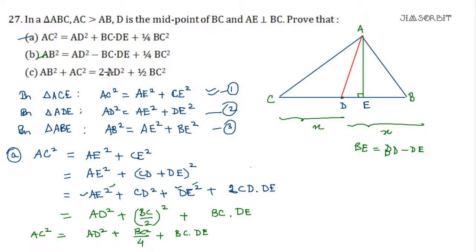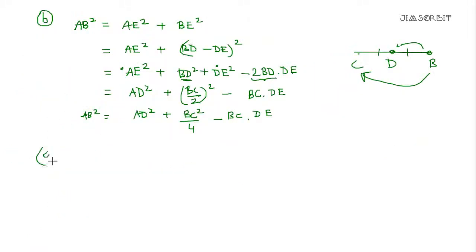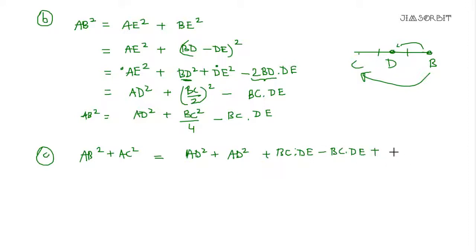Now if you add AD and AD, there will be 2 times of that AD square. Plus and minus cancel out. 1 by 4 and 1 by 4 is what? 1 by 2. So directly we can say that if we add AB square plus AC square, we will have AD square plus AD square plus BC into DE minus BC into DE plus 1 by 4 BC square plus 1 by 4 BC square, because all of this are BC square by 4.